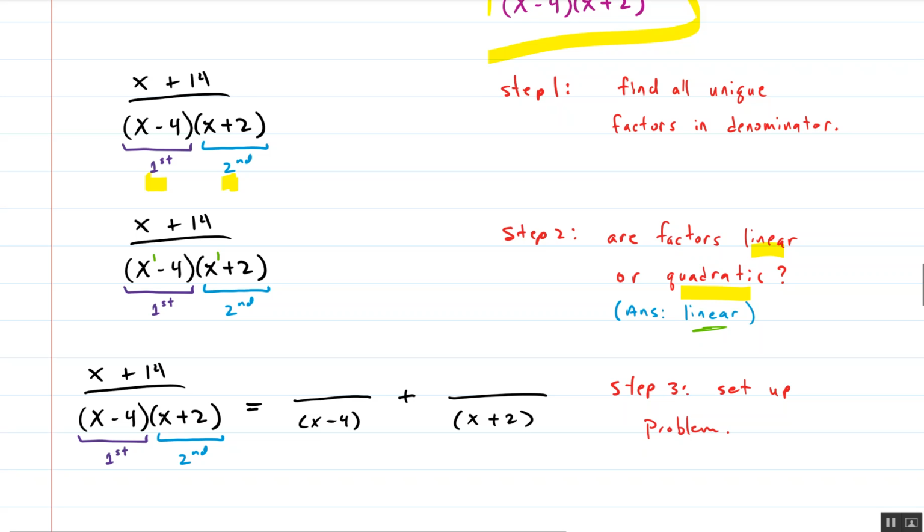So step 3 is set up the problem. Because we have 2 unique linear factors, x minus 4 and x plus 2, we're going to split up.